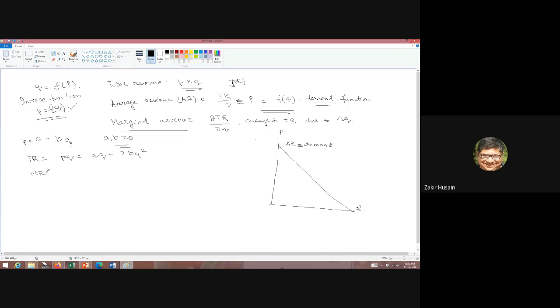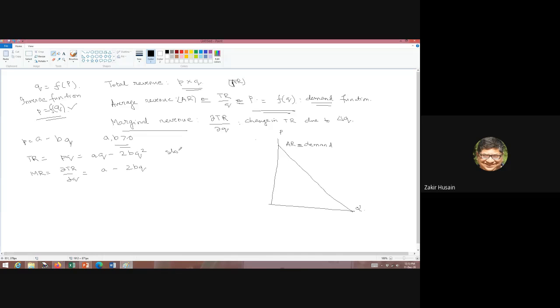What is marginal revenue? Actually, this should be dy, not del. You know how to find out derivatives, right? So what's the derivative? A minus 2bq. A minus 2bq.